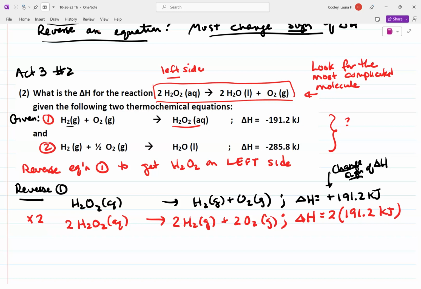And 2 times 191.2 is 382.4. This is still reaction 1. First I reversed it, then I multiplied it by 2. And so now for the new equation here in red, this is the delta H.